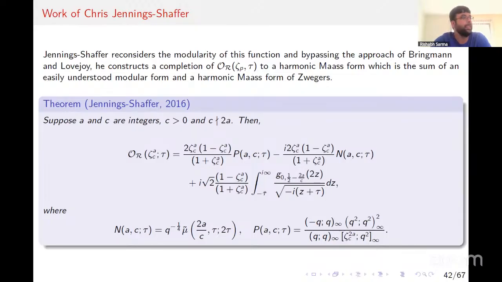modular function, and a harmonic Maass form due to Zwegers, which is this function N, which is mu tilde, whose transformation and properties are found. The modularity of this function is found in the work of Zwegers in his thesis.